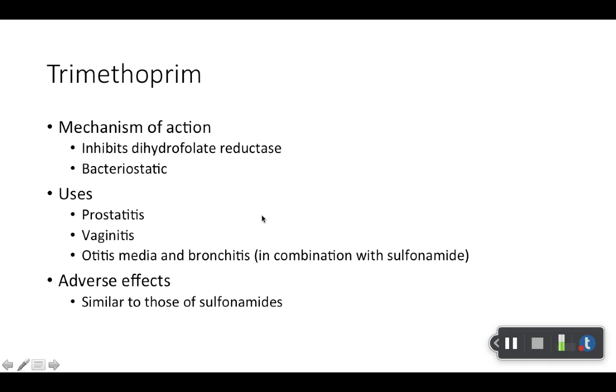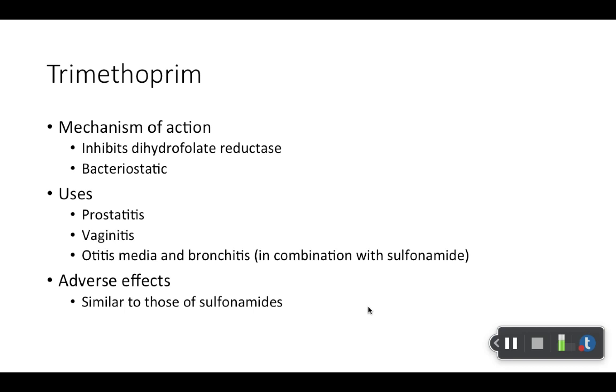Trimethoprim. Again, it affects folic acid, but it inhibits dihydrofolate reductase. Some different uses here. It's not prescribed a lot by itself. It's usually in combination with the sulfonamide, and we'll talk about that on the next slide a little bit. As far as adverse effects go, you can lump it in with the sulfonamides, as it has very similar adverse effects.